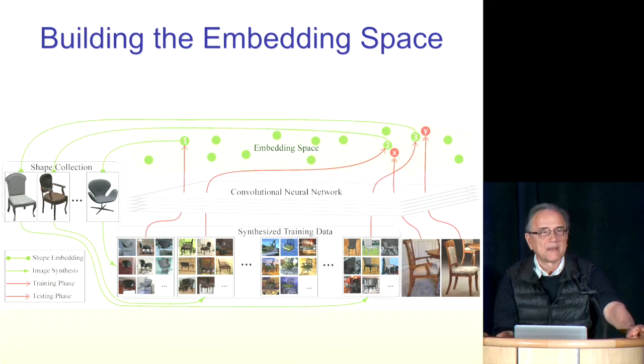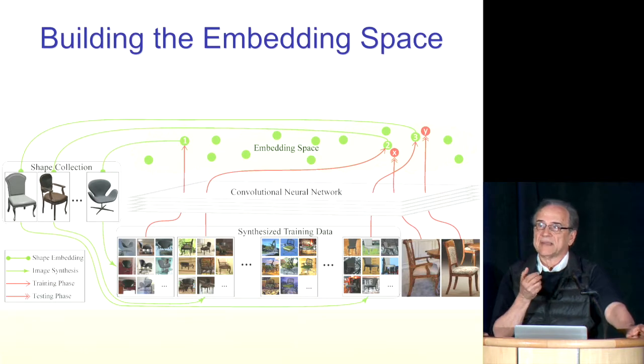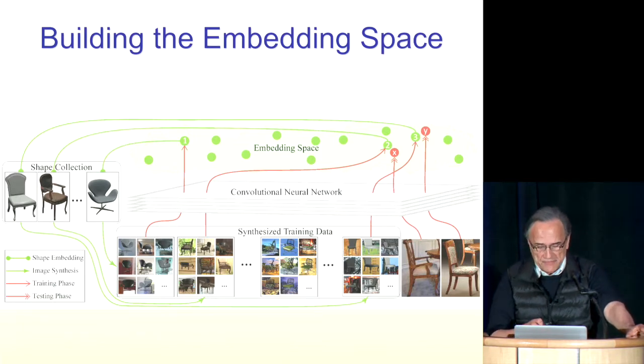And we do so by first constructing the embedding space using the 3D alone, because 3D is a more pure representation of the underlying object. Unlike an image, you see all of the object, and unlike an image, you don't have background and clutter. And then we train deep nets that embed images into that space learned from the 3D.